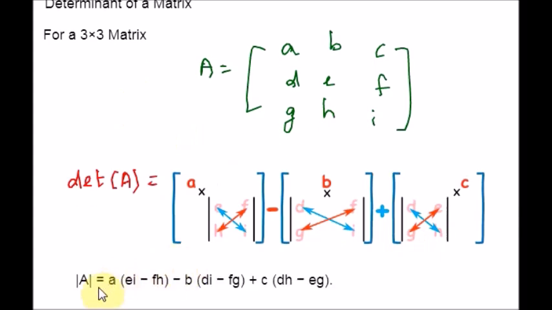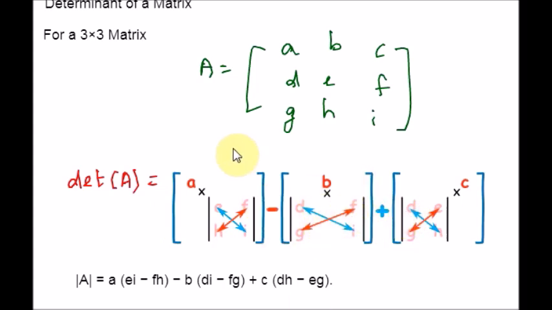So determinant of A equals A times (EI minus FH) minus B times (DI minus FG) plus C times (DH minus EG). It may look complicated, but if you observe this pattern, it will be really easy. So you can note down this format.